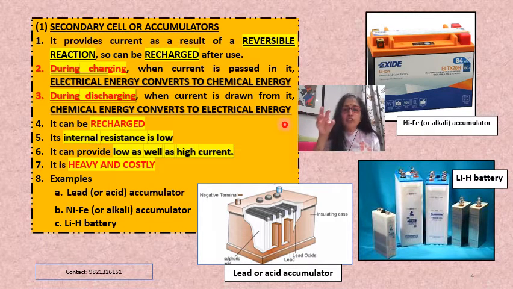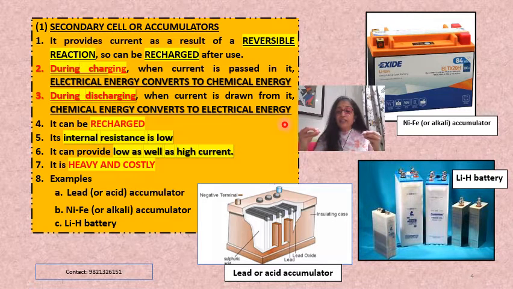By charging it, current is passed in it and electrical energy converts to chemical energy. When you use it in a circuit, the current passes through it and it is discharged. You use its current, like in a car maybe, and it gets discharged. When it is getting discharged, chemical energy becomes electrical energy again. So it can be recharged.